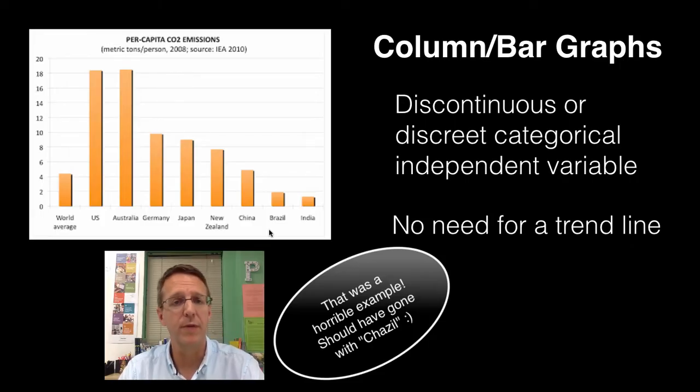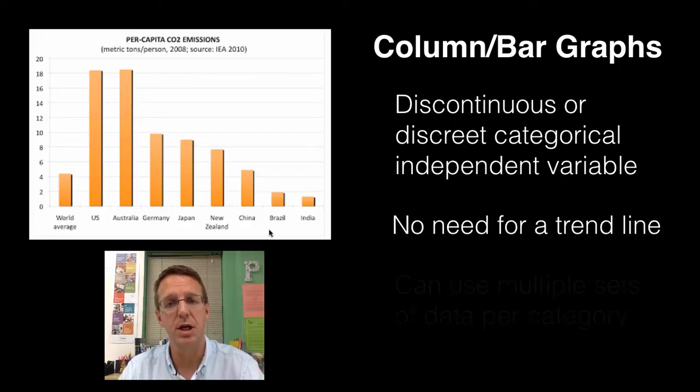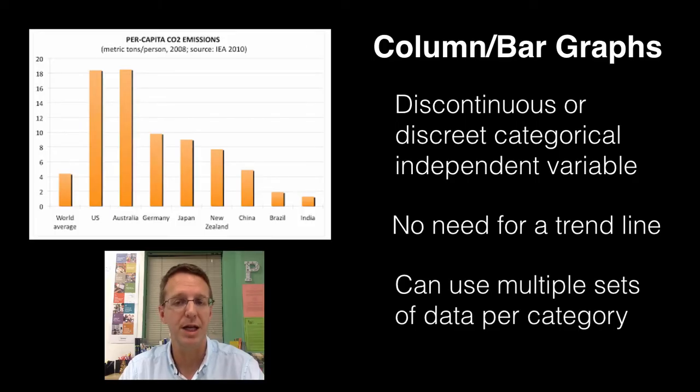The other benefit of a graph like this is the opportunity to add a second category. So we might, for example, also plot per capita energy use of each country, and you could do that as a second bar of a different color right beside it. So that gives you a few more options as well.